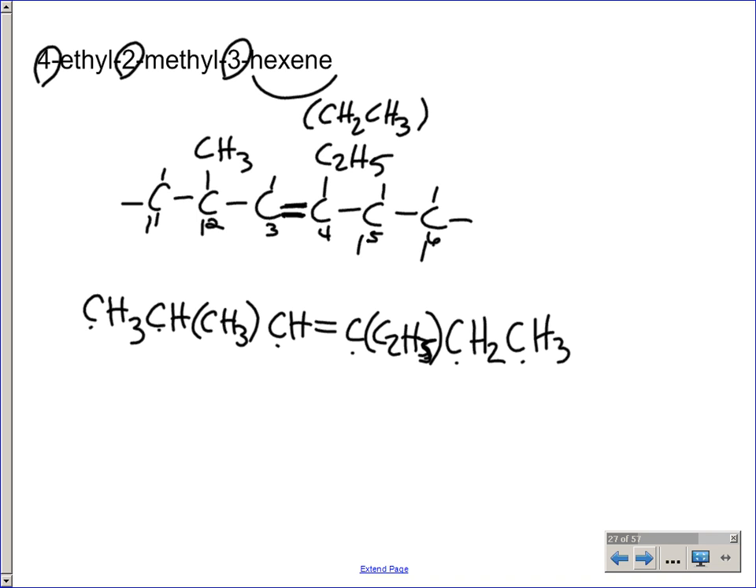Every single time you have a substituent, you're going to want to put it in parentheses. That parentheses signifies that this is attached to the previous carbon. That's going to really help you when you're translating between structural and condensed formulas.